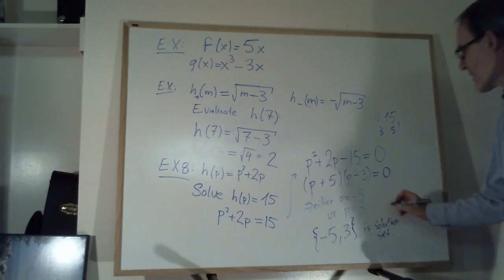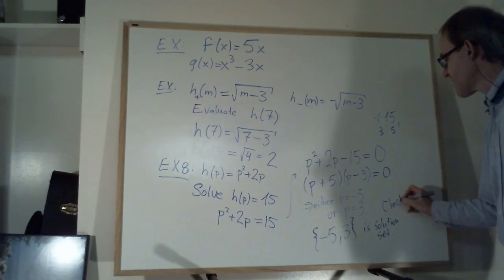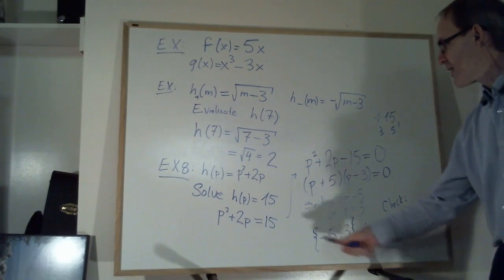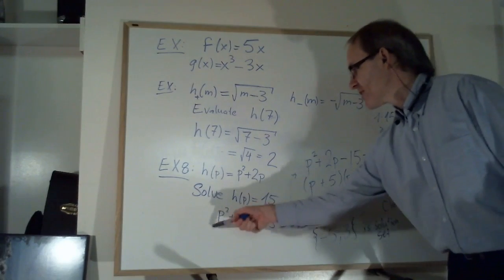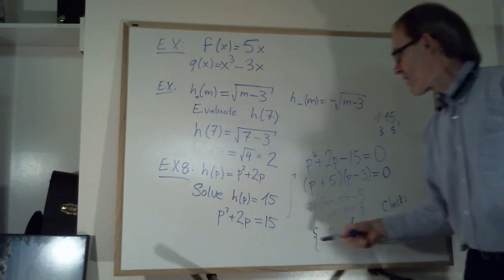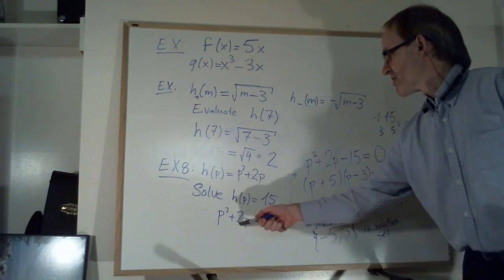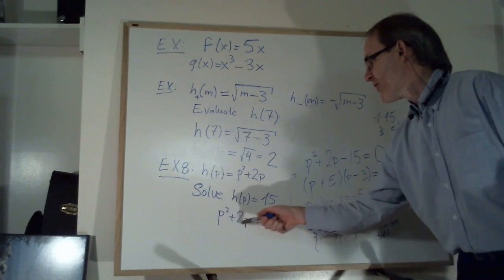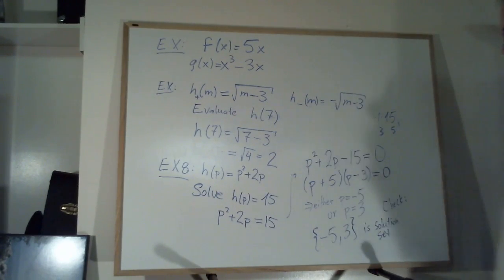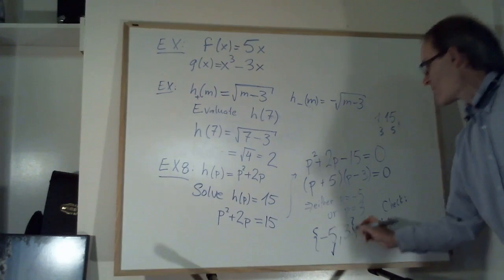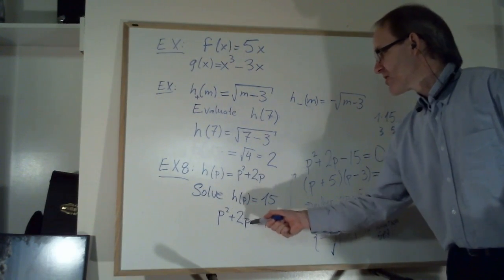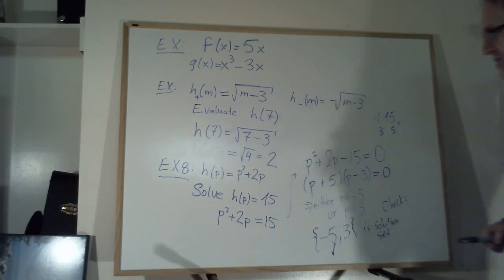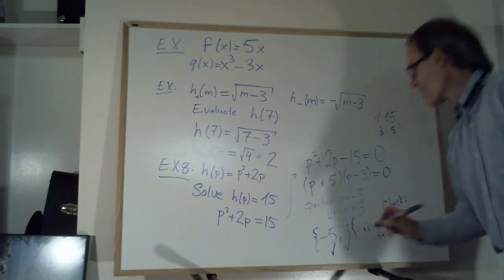And you should check that. Remember, always check your answers. So if I plug in minus 5 into here, I get minus 5 quantity squared is 25, plus 2 times minus 5 is minus 10. So 25 minus 10 is 15. That's correct. And if I plug in 3, 3 squared is 9 plus 3 times 2 is 6. 9 plus 6 is 15. That's correct too.